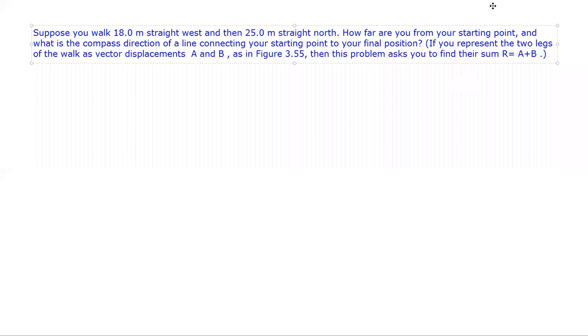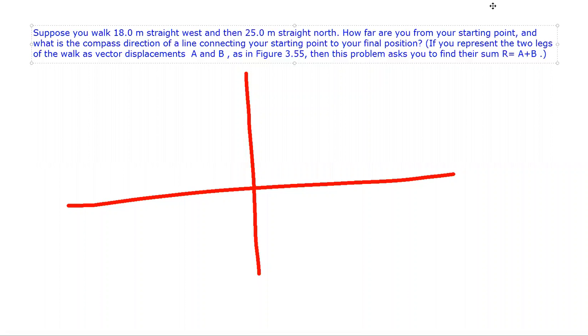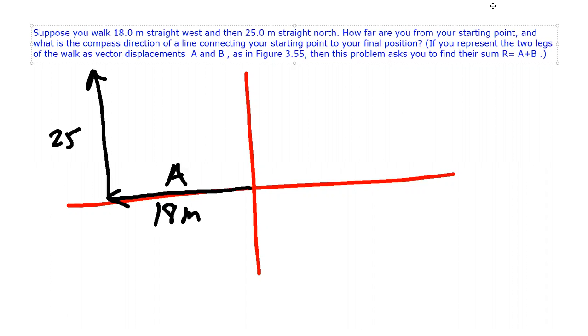All right, so the problem was constructed as follows. This is the XY axis. So we have a displacement of 18 meters. That's A. And then we have 25 meters. That's B. And the problem says, how far are you from the starting point?